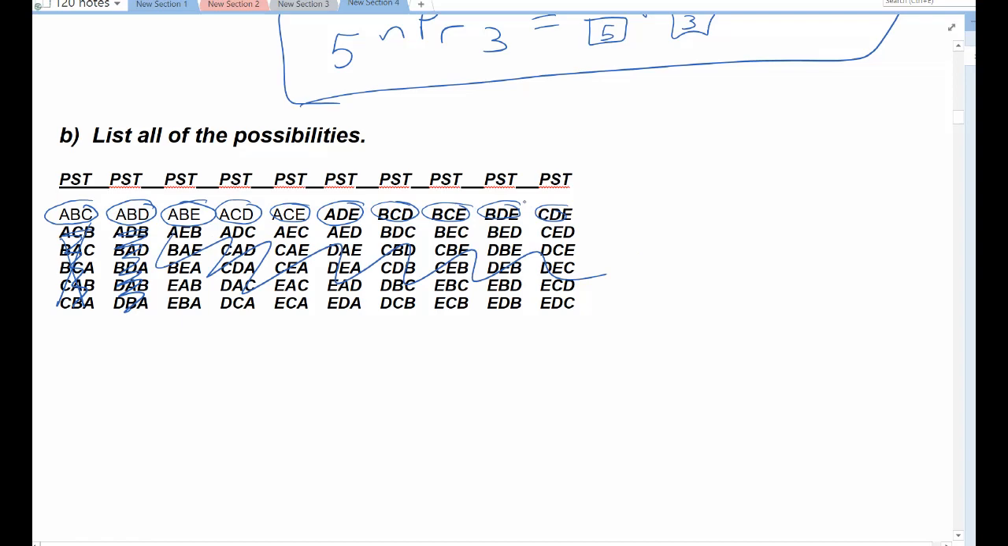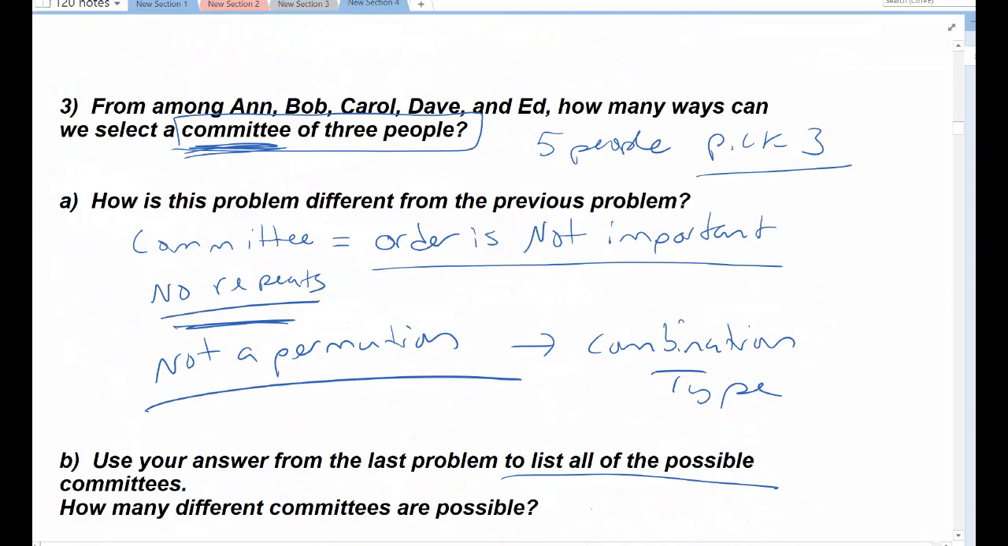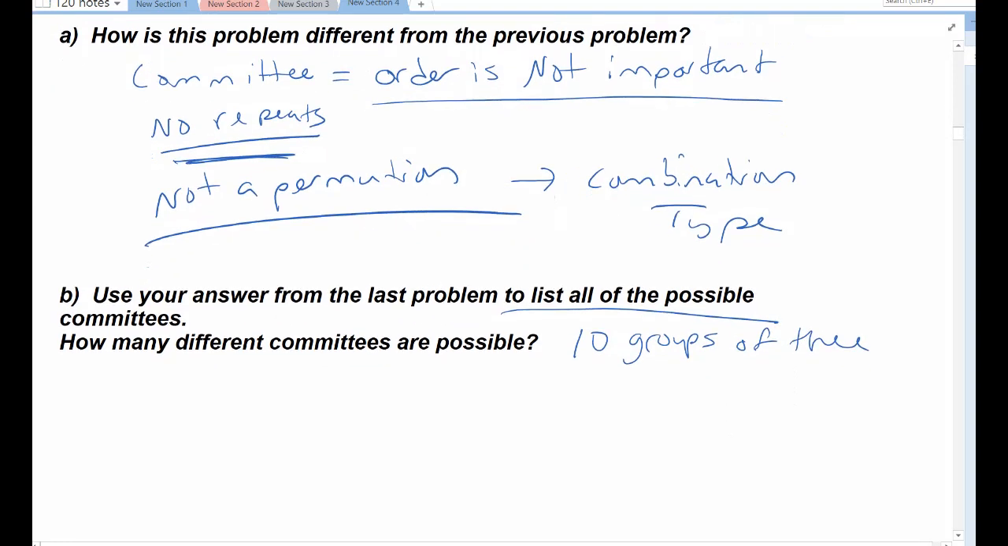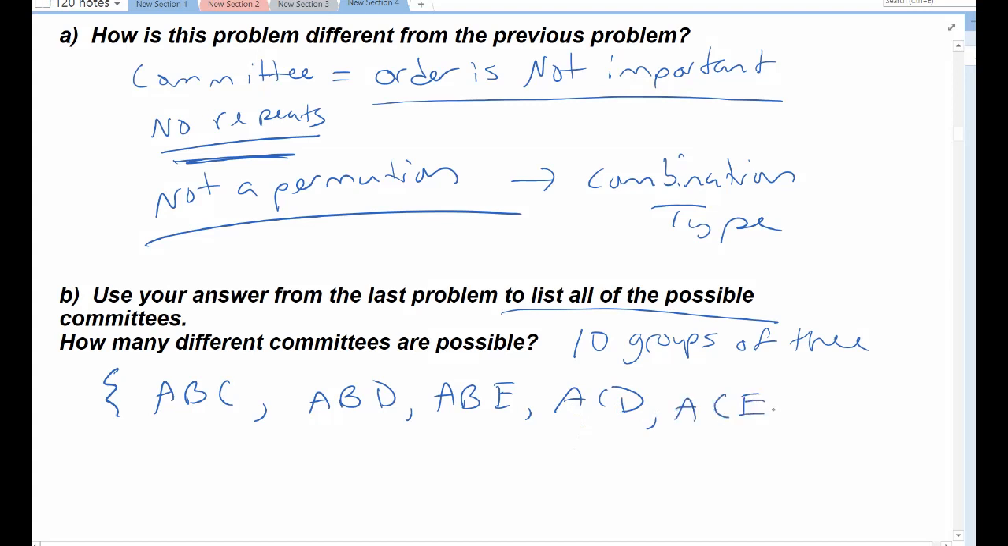to select 3 people to go to a committee if I have 5 to choose from. Alright, so there are 10 groups of 3. Alright, if I list them, there was Ann, Bob, Carol, Ann, Bob, Dave, Ann, Bob, Ed. Make sure I get them right. Ann, Carol, Dave, Ann, Carol, Ed, Ann, Dave, Ed, Bob, Carol, Dave.